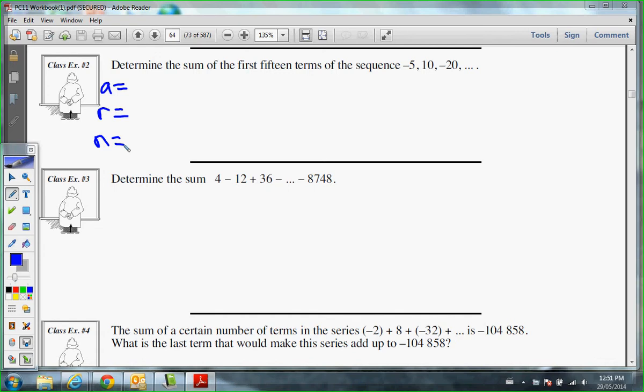Yeah, A is -5. Do I have R? Yeah, R is times -2? And then N tells me 15. Okay? So now we have 3 of the 4. I want to use the first formula. So if we turn back here, or I don't have to turn back, you probably do, I guess. I want to use this one.